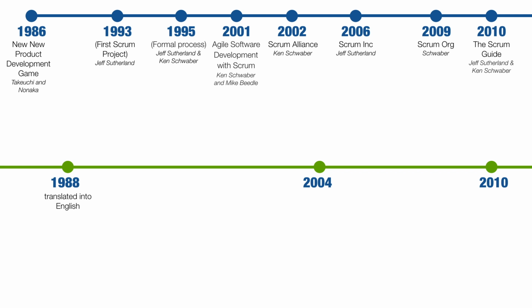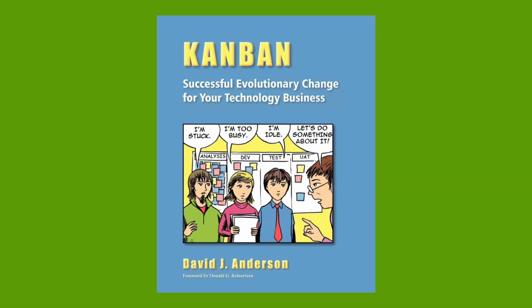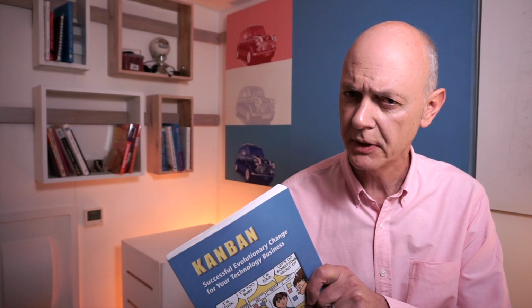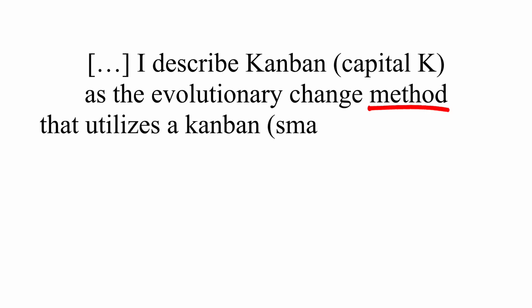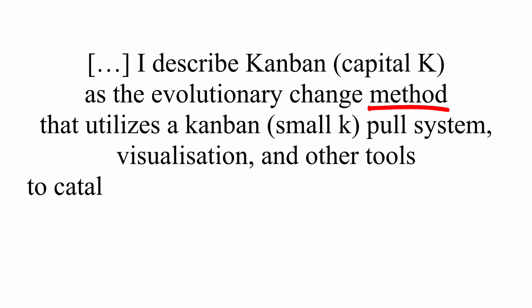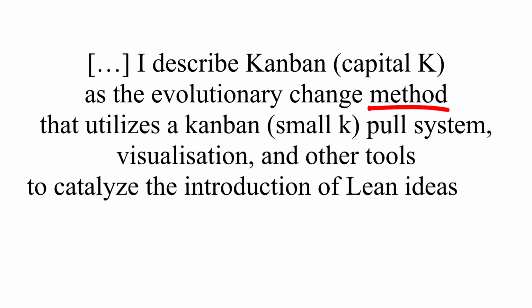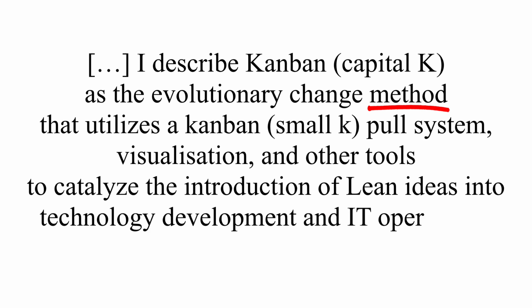In 2004, David J. Anderson published Kanban Method, followed in 2010 by this book, Kanban: Successful Evolutionary Change for Your Technology Business. Have we found Kanban the framework? Let's see what the author says. "I describe Kanban, capital K, as the evolutionary change method that utilizes a Kanban, small k, pull system, visualization and other tools in order to catalyze the introduction of lean ideas into technology development and IT operations." Method, not framework. That kind of puts me in a bind.